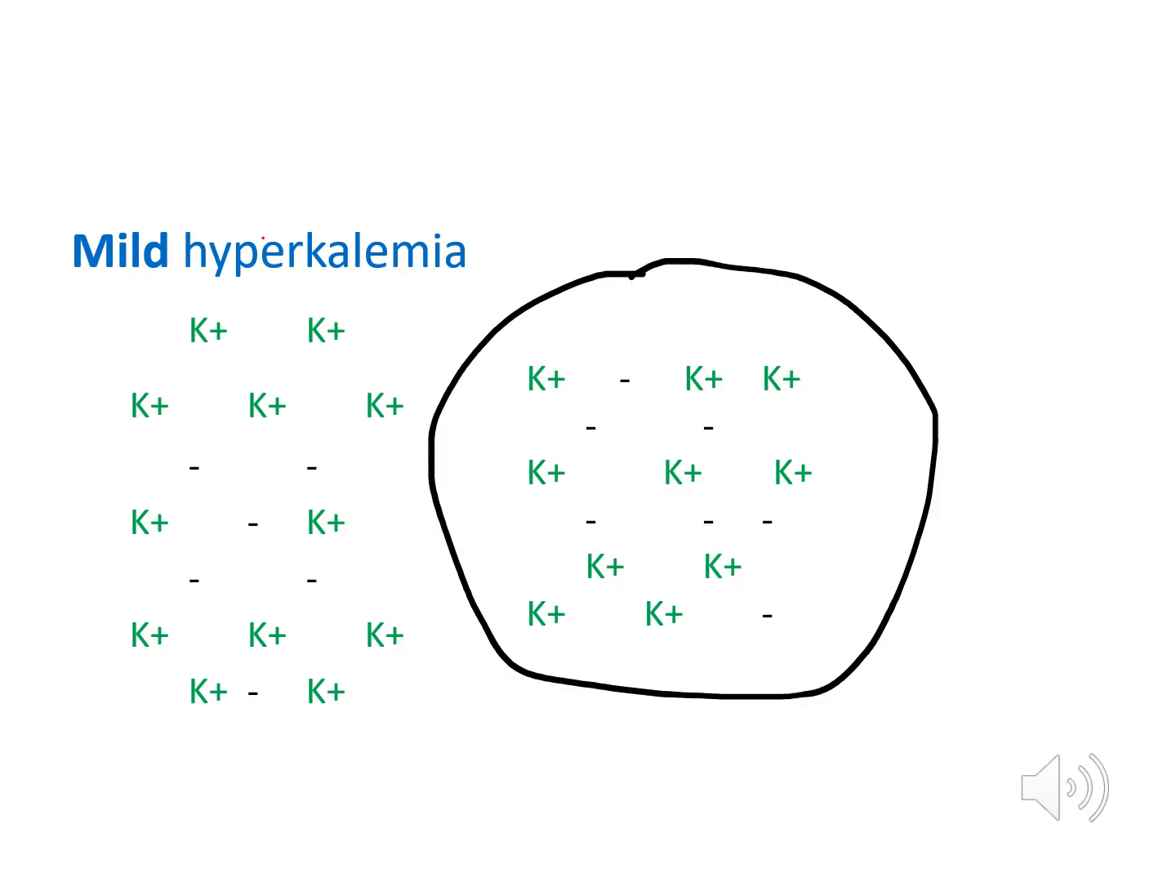Okay, so you remember that the cell membrane is permeable to potassium, right? So potassium is going to want to diffuse down the concentration gradient. Okay, if you have hyperkalemia, that means there's more potassium outside the cell than usual, and so there isn't as big a concentration gradient. So what do you think that's going to do to the amount of potassium that's going to diffuse out of this cell?